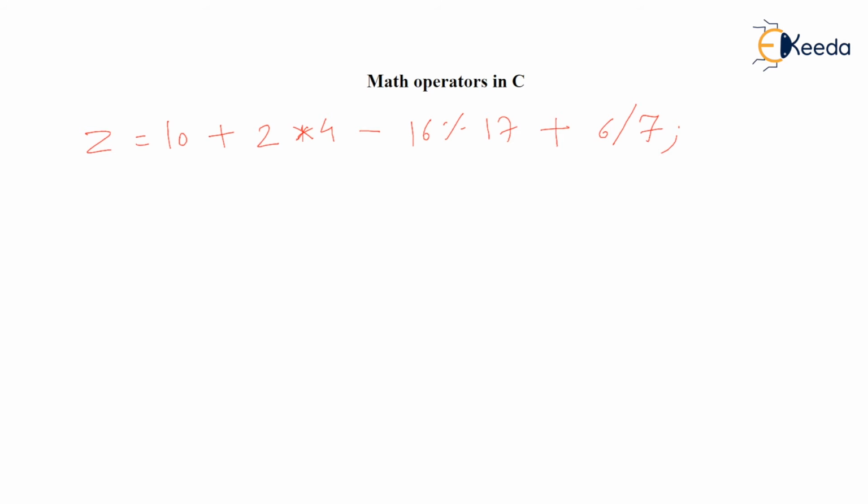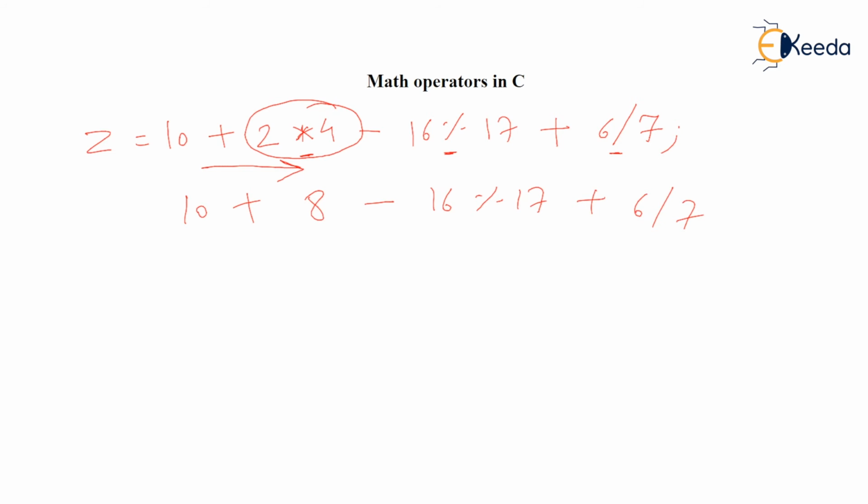Now you know that star, percent, and slash have equal precedence and their precedence is higher. Then which one out of these will be solved first? Remember, left to right associativity is used. Here all three have the same precedence, so whichever comes first from the left hand side will be solved first. Among star, percent, and slash, multiplication will be done first. So what we are left with is 10 plus 8 minus 16 % 17 plus 6 upon 7.